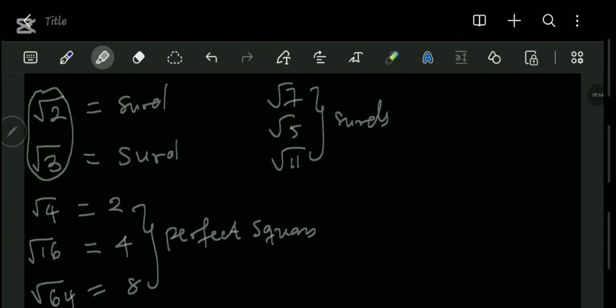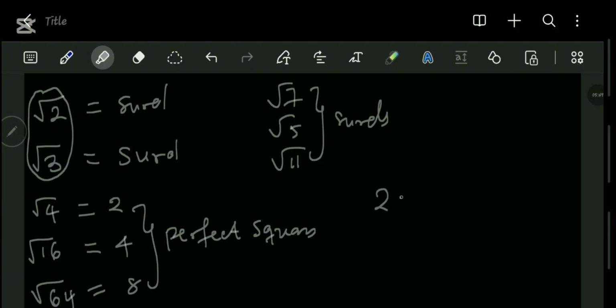Right? Now, having understood the concept behind surd, we know what a surd is. We can also say that a surd is an irrational number. We have rational numbers and we have irrational numbers. So irrational numbers are numbers that have lots of decimal numbers behind the point.